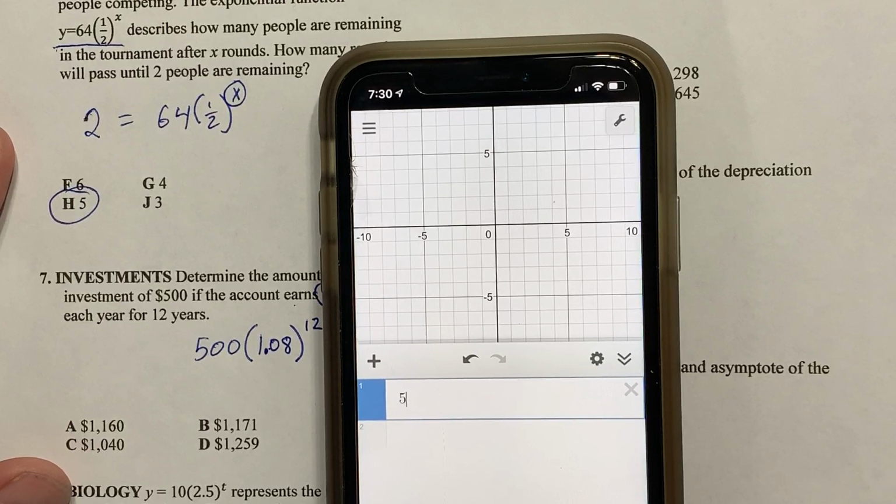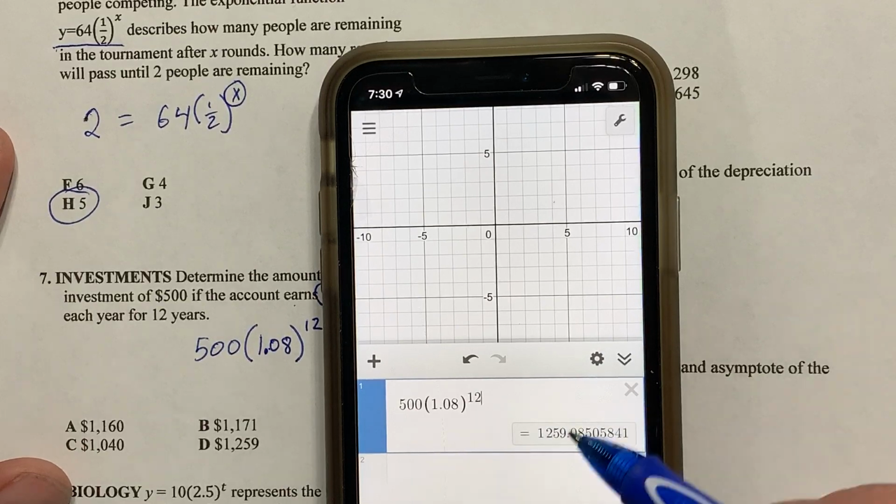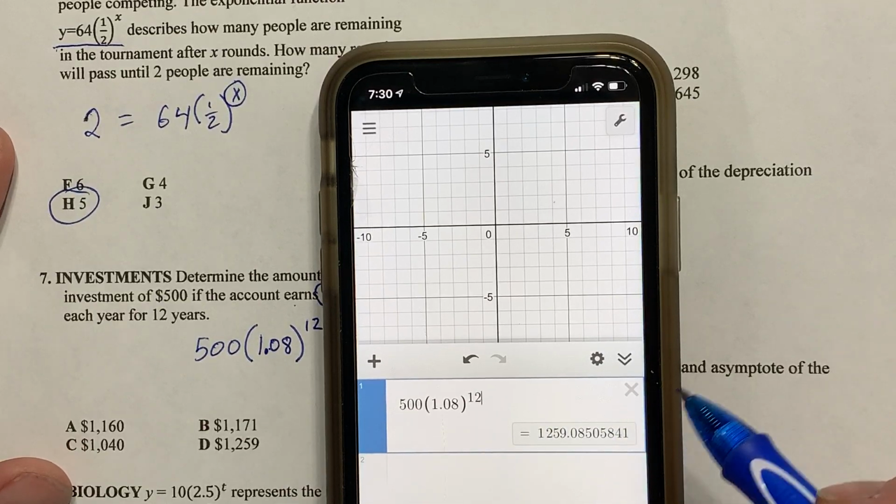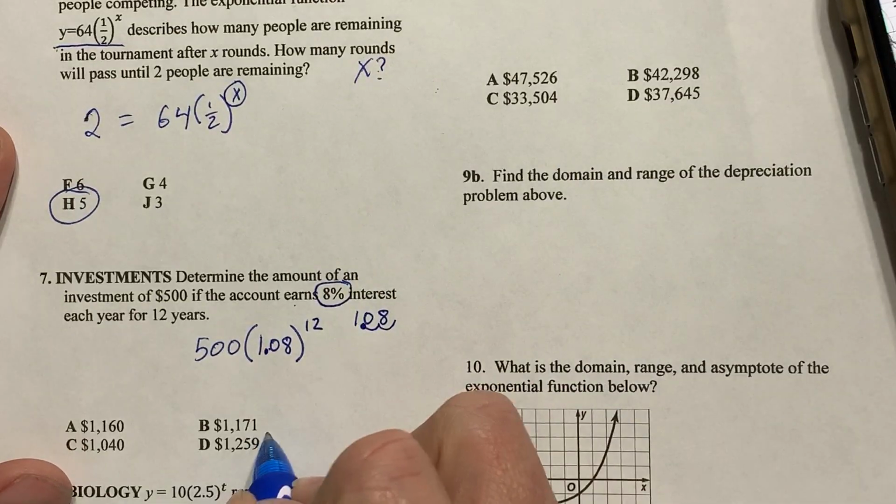So that's what I'm going to calculate on Desmos. We have 500 times 1.08 to the power of 12, and it looks like 1,259. So choice D.